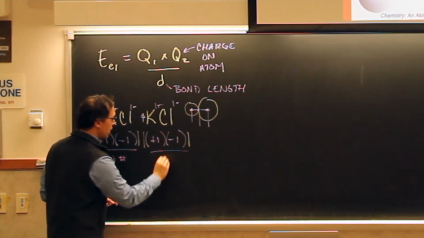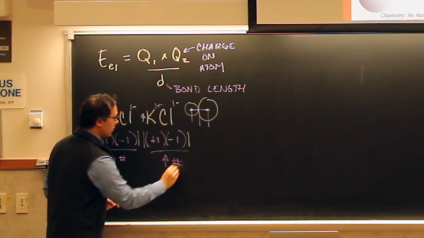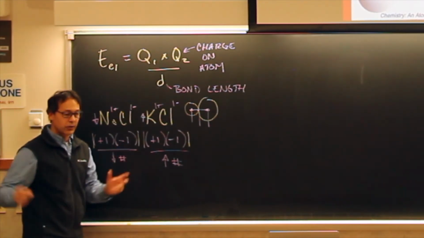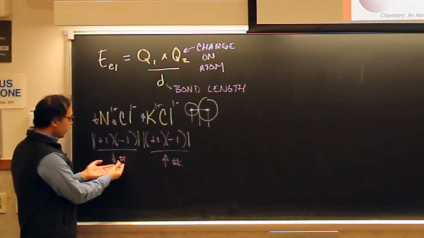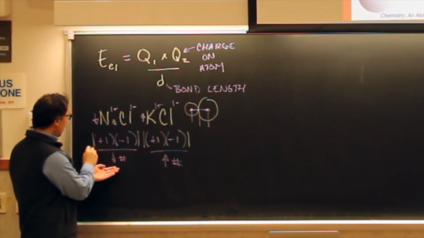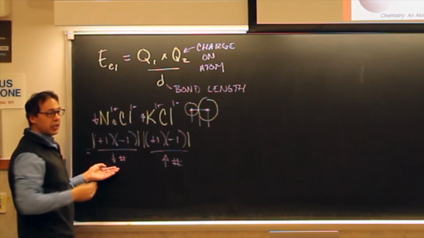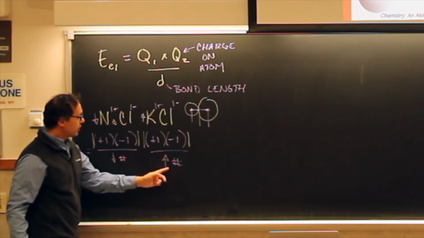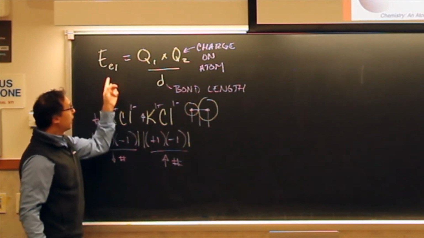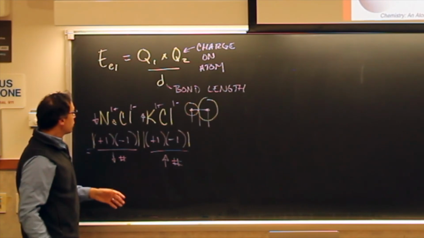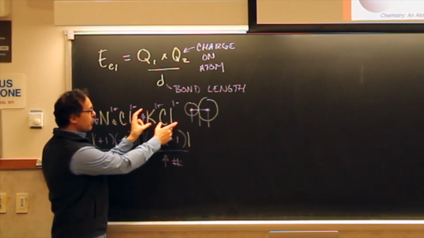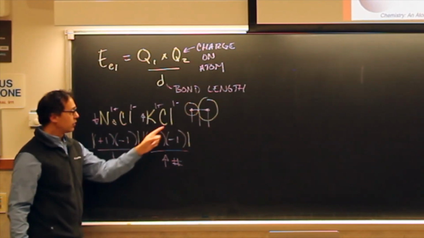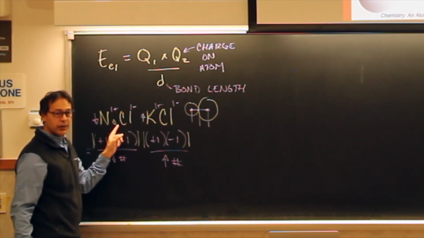This one here is going to be a larger number. And I don't know what those numbers are. They're going to be in angstroms, but who cares? If this number is small, then that makes my energy big. And if this number is big, then that makes my energy small. So that means it should be easier to pull potassium chloride apart than sodium chloride. This will be easier to pull apart than this.